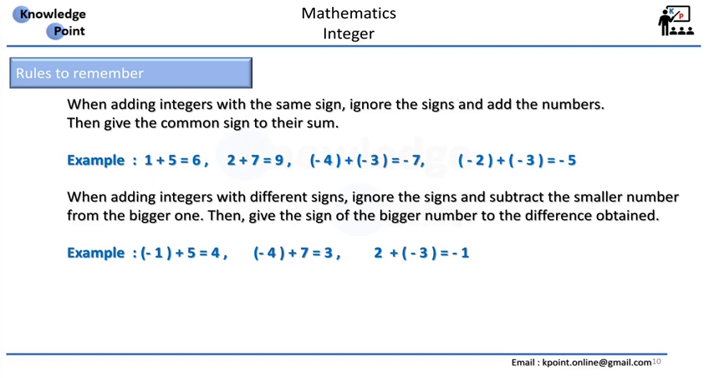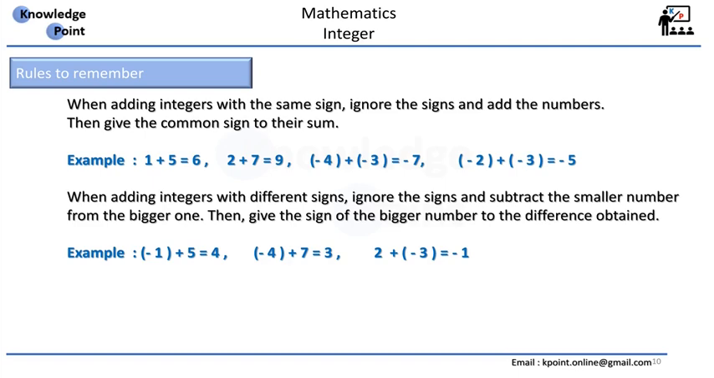You can see the last example. There is 2 plus -3. So what rule is there? You forget about the sign, find out which is the bigger one. 3 is the bigger one. Which is a smaller one here? 2 is a smaller one. Subtract the 2 from 3, which is a 1. Answer difference is a 1.